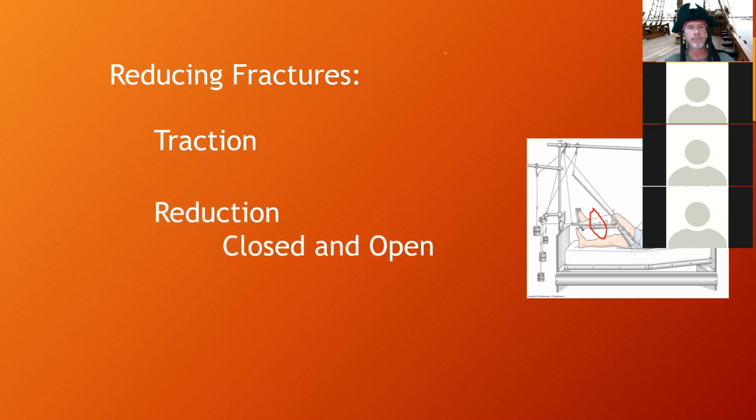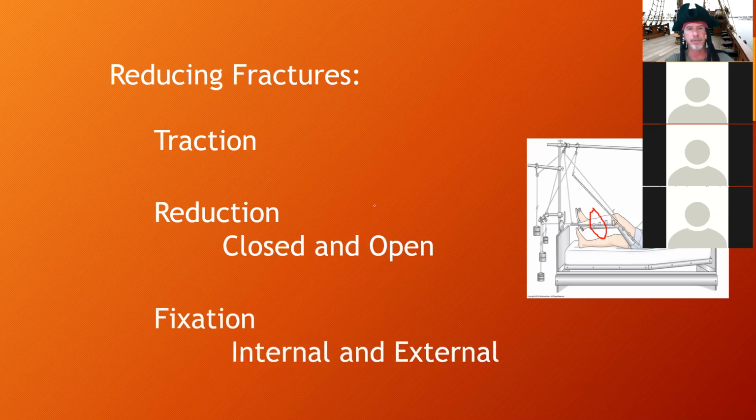Moving on. Reduction, there's closed and there's open. Let me see if we got some pictures. Okay, I think I got some pictures in the next slide, but a closed reduction is like he's got here. It didn't break through the skin. So we're just going to pull his leg and let the leg align itself. That's a closed reduction. Open reduction is when we're actually doing surgery and we have to go in and actually line the things up manually.